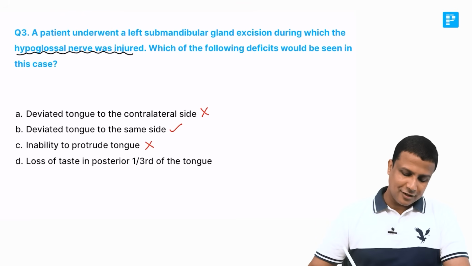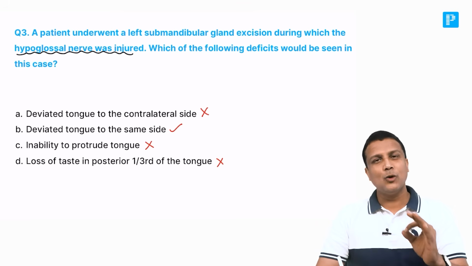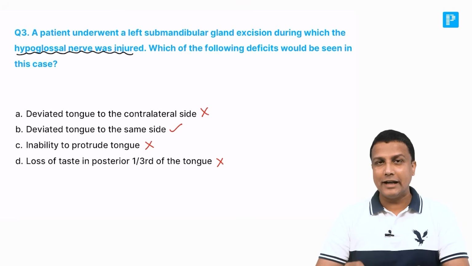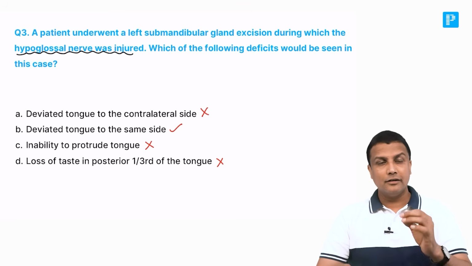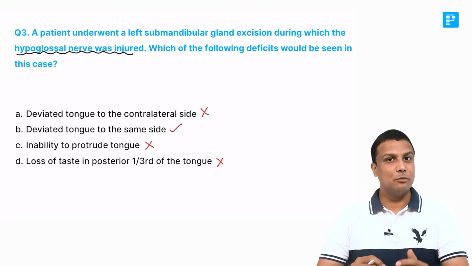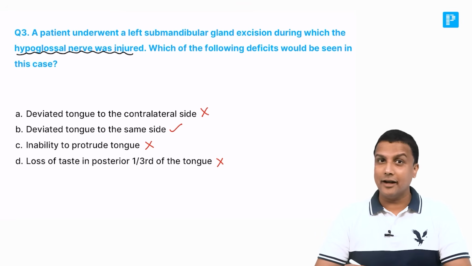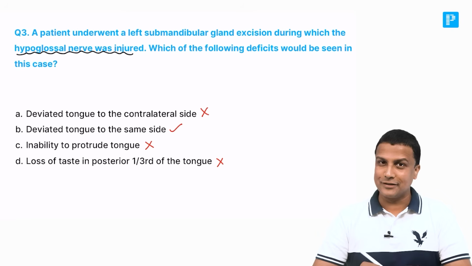Loss of taste sensation in the posterior one-third of the tongue, this cannot be the answer. Why? Because the hypoglossal nerve has nothing to do with the taste of the tongue. And remember, from the posterior one-third of the tongue, the taste as well as general sensation, both of them will be carried by the ninth nerve, that is your glossopharyngeal nerve, sir.